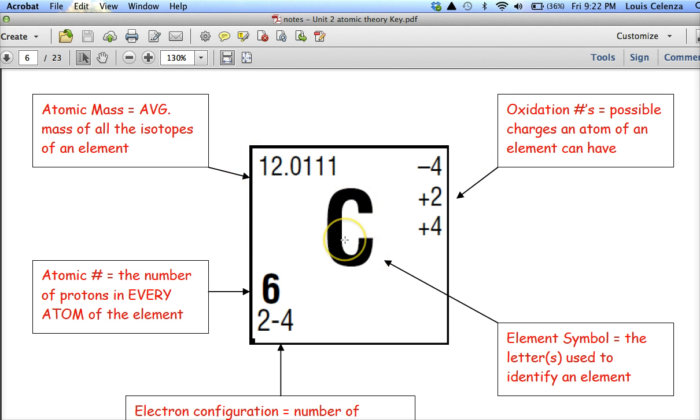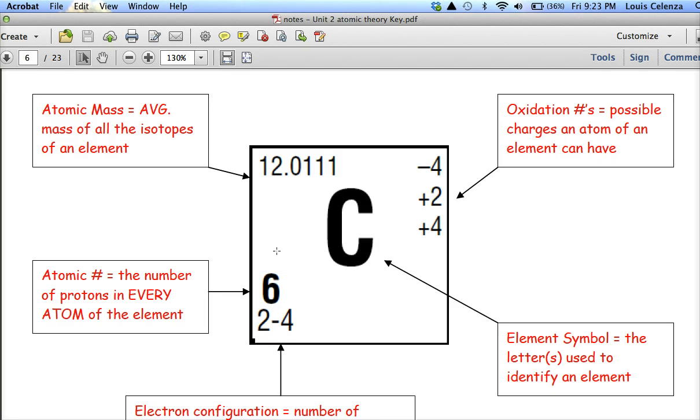So we already know C is the symbol of that element. We're not really going to look at this right now. This will come into play later on in the year, what are called oxidation numbers. We are going to look at these numbers here, and specifically, we'll start with the first one. You'll notice that this is a decimal, and we're going to explain why the mass of an atom is not a whole number. It's a decimal because there are what we call isotopes. We'll talk about that later on.